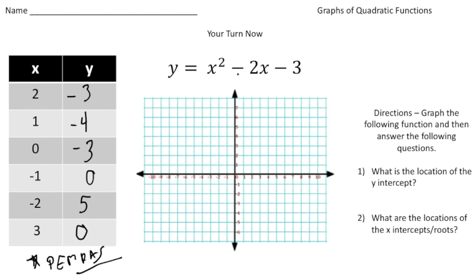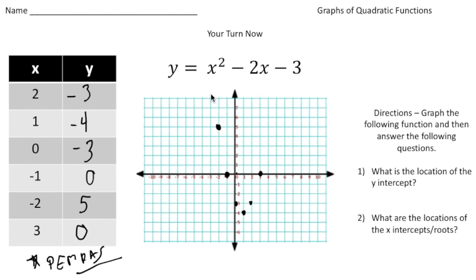So now let's graph. 2, negative 3 is going to be a point right here. And we have 1, negative 4 right there. And we have 0, negative 3. That's right there. Negative 1, 0. Negative 2 and 5. That's way up here. And 3 and 0.